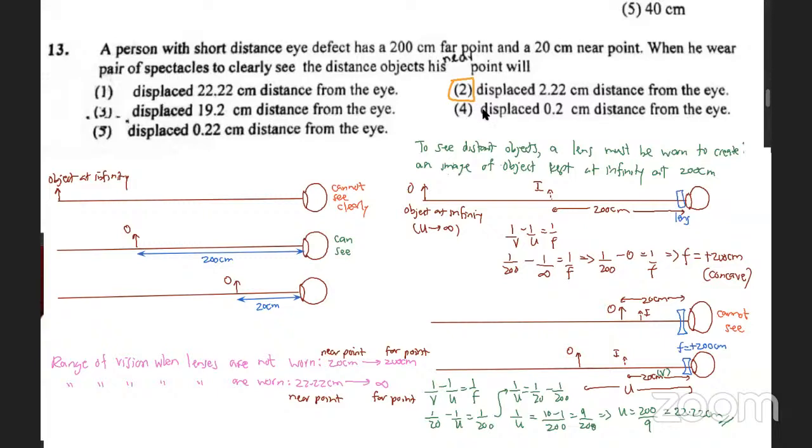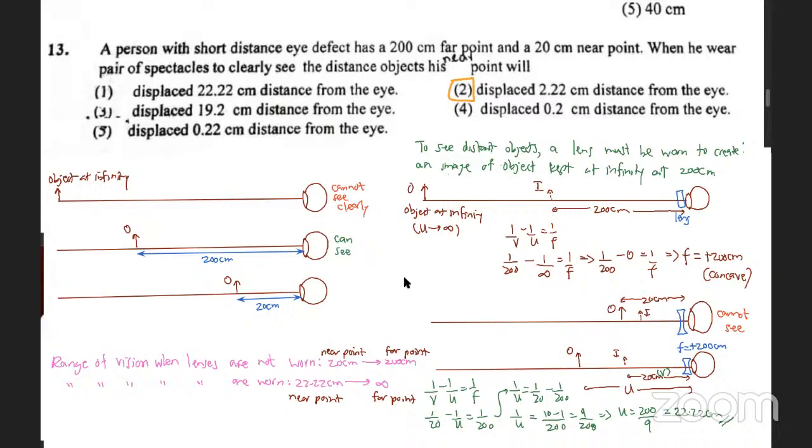Yeah, displaced from the eye means away from the eye. How much did it go? From the eye, it has gone 22.22 centimeters. Sorry, 2.22 centimeters away from the eye.